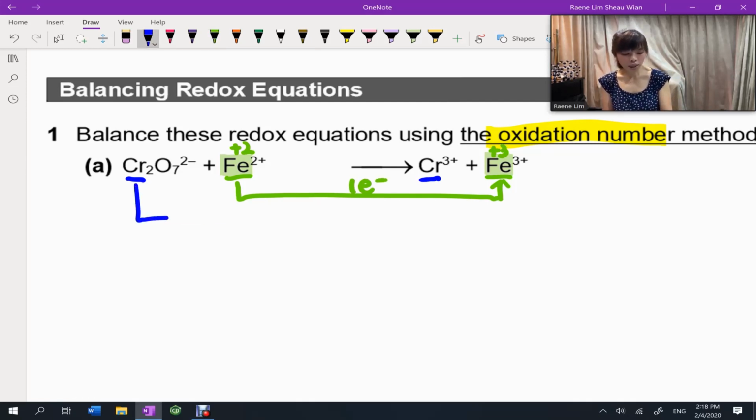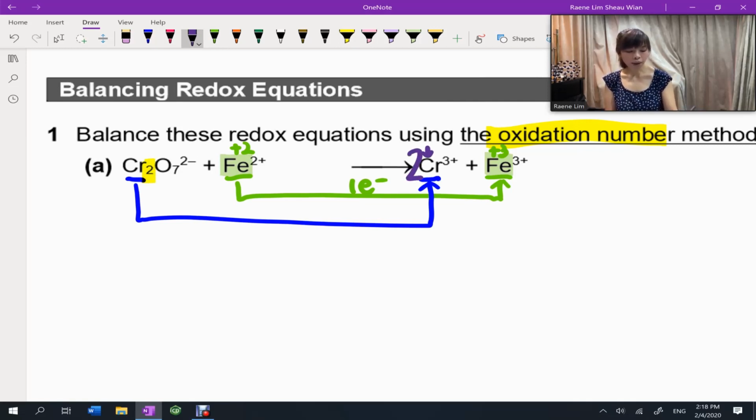Now how about chromium? Chromium is a little bit harder because the crown atom here, there are 2, and there is only 1 here. So what you need to do is multiply by 2 on the right hand side, for the Cr to be 2 Cr3+. Then you count the oxidation number. So this is a +6 and that is a +3. So there are 3 units of electron change per crown atom. There are a total of 2 crown atoms, and therefore it works out to a total of 6 electrons.